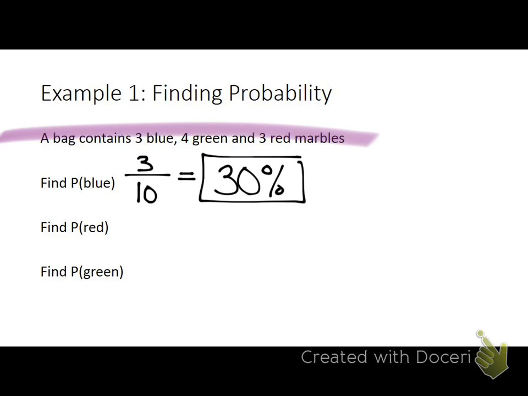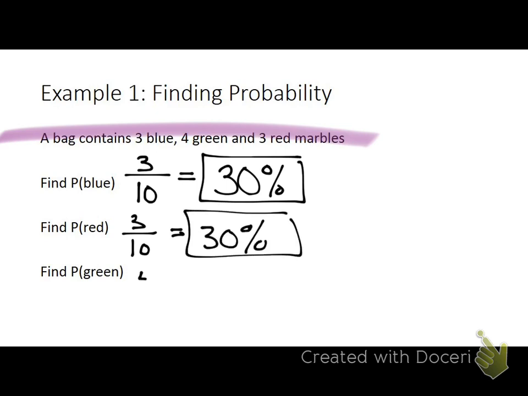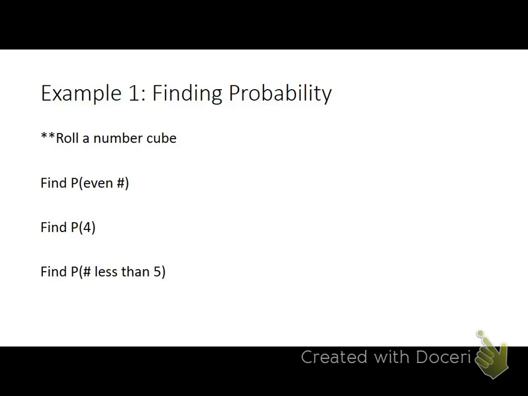All right, I want you to find the probability now of red and green, and make sure you write your answer as a percentage. So what's the probability of red? 30%. Same thing, 30%. What's the probability of green? 40%. Okay, 4 over 10, which is 40%. All right, now let's look at another probability scenario.